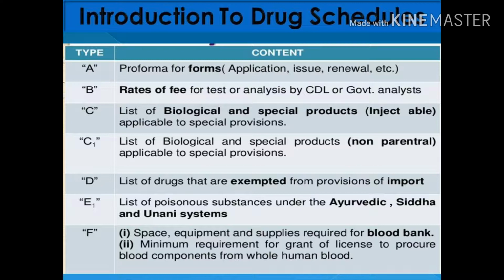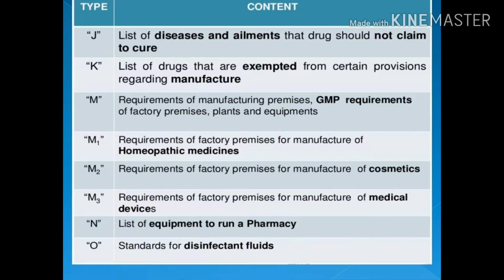Schedule D includes the list of drugs that are exempted from provision of import. Schedule E1 includes the list of poisonous substances under the Ayurvedic, Siddha and Unani systems. Schedule F includes the space, equipment and supplies required for blood banks and minimum requirements for grant of license to procure blood components from whole human blood. Schedule J consists of the list of diseases and ailments that drugs should not claim to cure. Schedule K consists of the list of drugs that are exempted from certain provisions regarding manufacture.